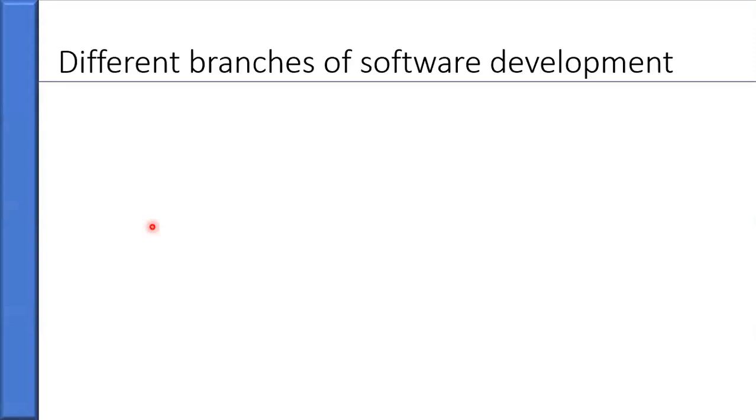Now we will discuss different branches of software development. First one is software engineering or architecting. A software architect means the person who designed the software. I talked about the design phase.